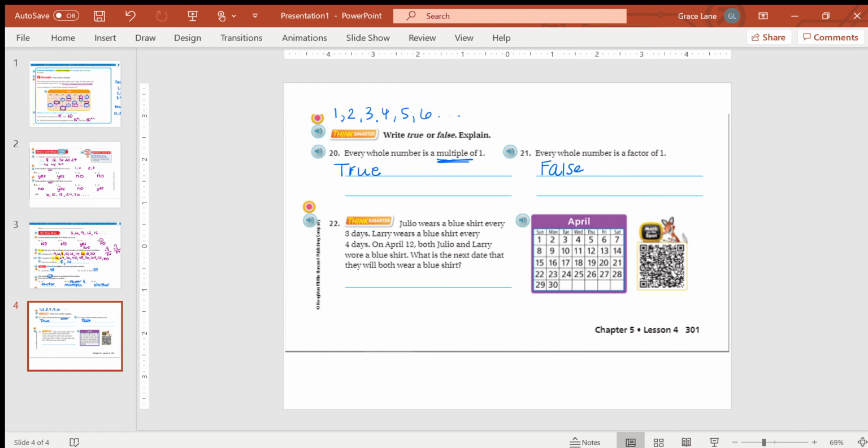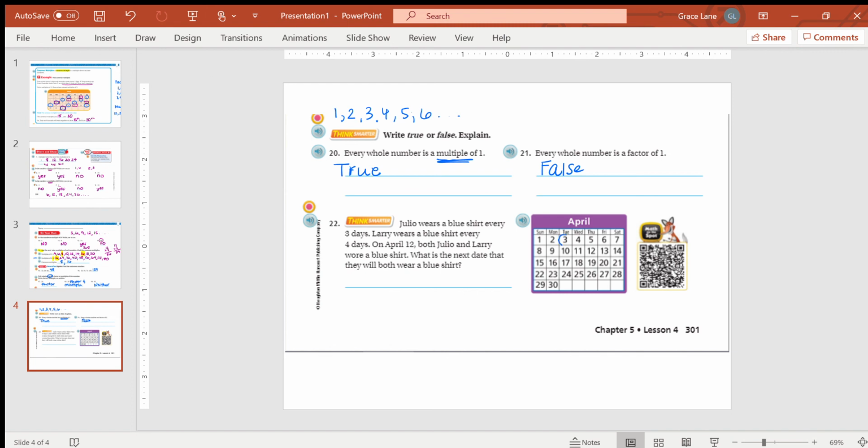All right, number 22, this is kind of like the one you did at the very beginning with the multiples on the calendar. Julio wears a blue shirt every 3 days. Larry wears a blue shirt every 4 days. On April 12th, both Julio and Larry wore a blue shirt. What is the next date that they will both wear a blue shirt? All right, so start with your calendar here. Every 3 days, Julio wears a blue shirt. So you're looking for multiples of 3. I'm going to circle those.